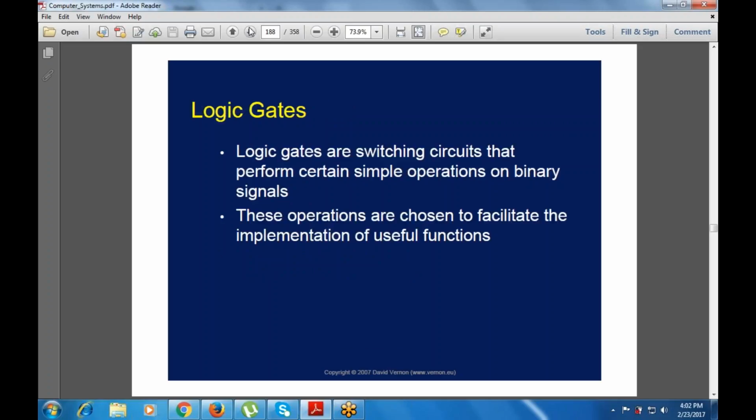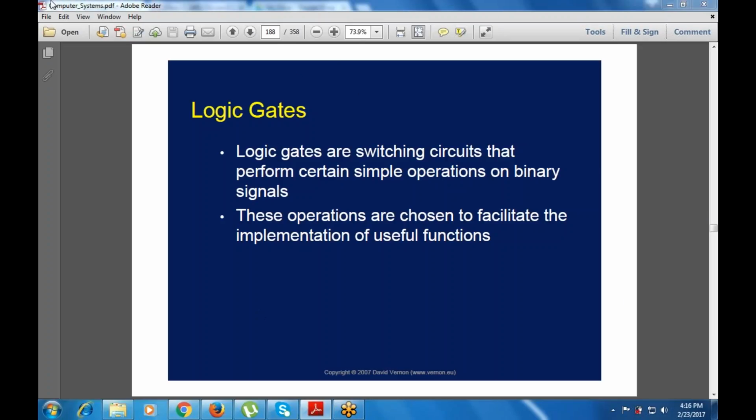Logic gates are switching circuits that perform certain simple operations on binary signals. Whatever the operation, whatever the criteria used on the binary signal, the circuit that performs it is known as a logic gate.